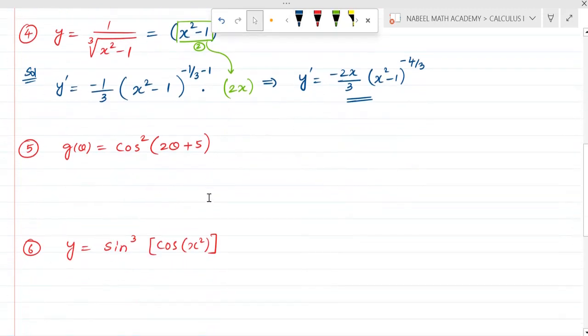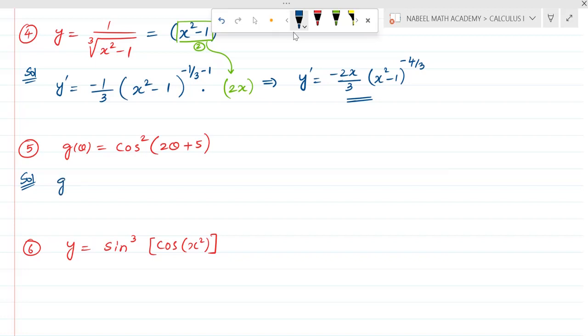Now, the next question is g dash, g of theta. The variable, it is a variable only. In place of x, we will have a theta. That's it. So I will differentiate this part.